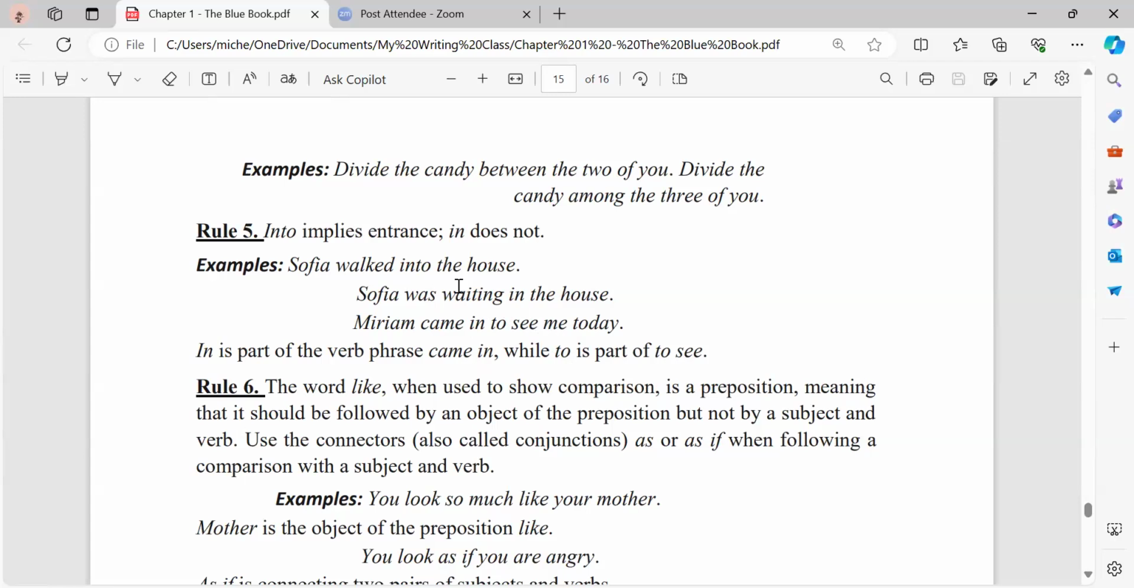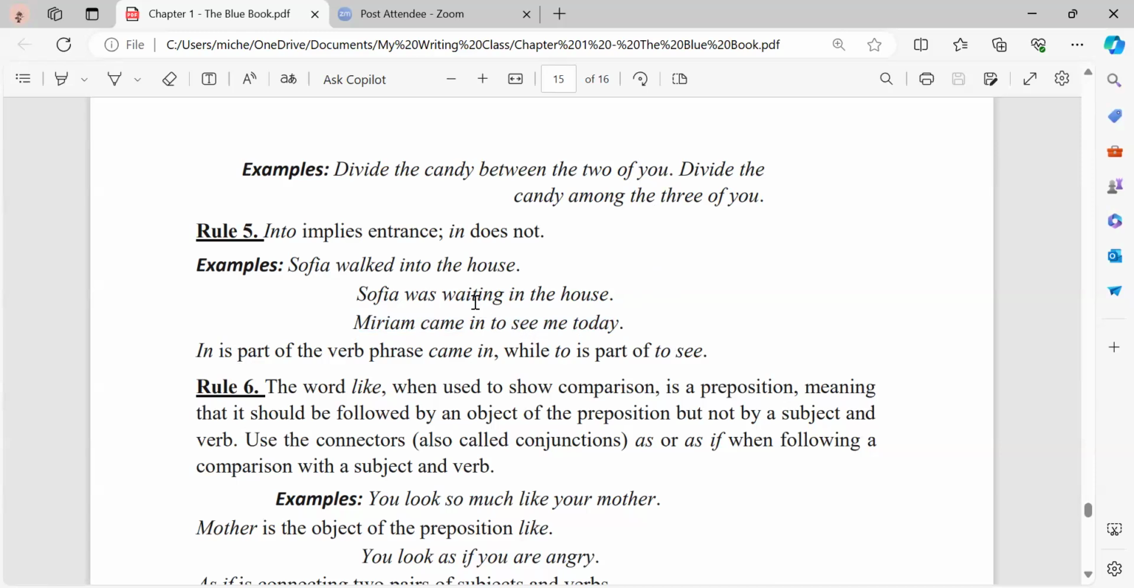Okay, so it's like this right here. I'm going to explain it again. Sophia walked into the house, meaning that with "into" we're describing how Sophia walked, that she is going inside the house. Well, Sophia was waiting in the house. So "in" here describes that Sophia is inside the house already. So it's basically already inside for the second example. Well, Miriam came in to see me today. So in this part, the third sentence right here.